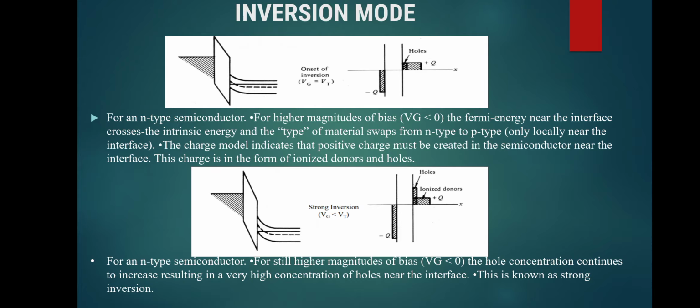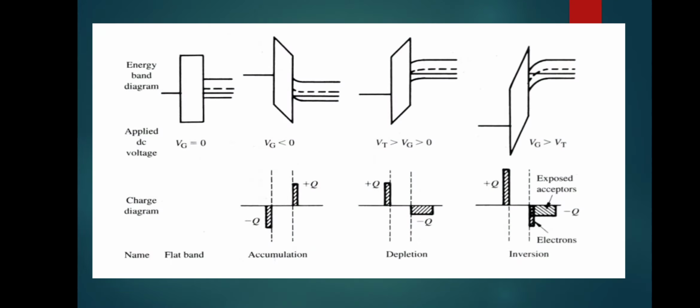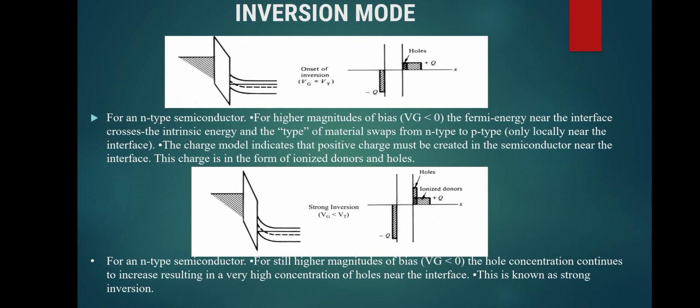For an n-type semiconductor, for still higher magnitudes of bias, Vg less than 0, the hole concentration continues to increase, resulting in a very high concentration of holes near the interface. This is known as strong inversion.